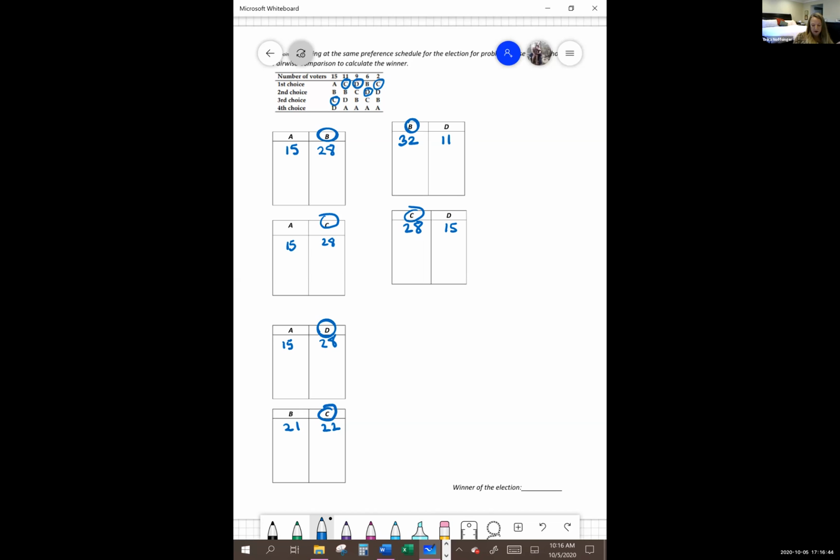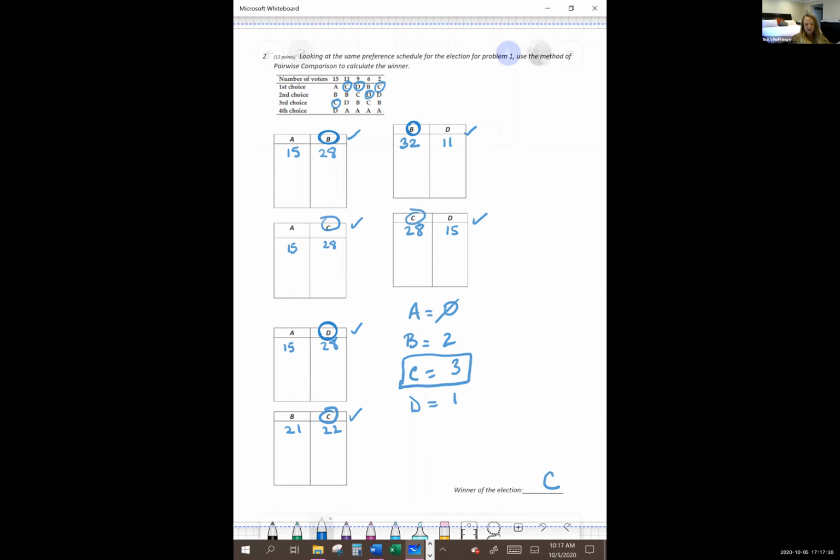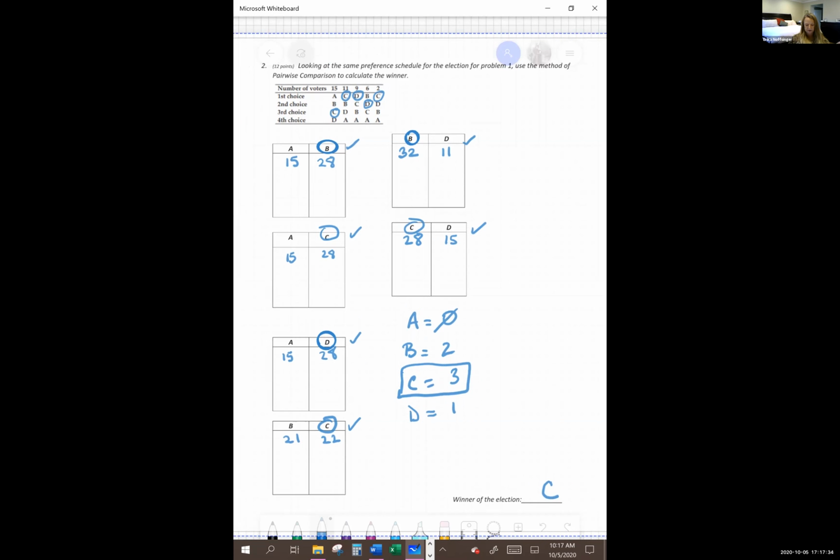Okay, so pairwise comparison, A has won how many times? Nada. B has won once, twice. C has won once, twice, 3 times. And D has won once. And so our winner here is C, which is 3. So different winner, different outcomes based off of how we did it.